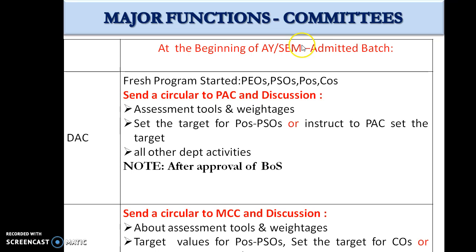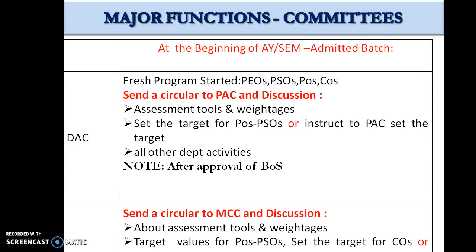So what are the major functions of these committees? At the beginning of the academic year or semester, first the DAC will be conducted. For example, a fresh program is started. So this year a fresh program has joined. Now we have started real OBE only. This is the first time we are implementing OBE, so a fresh program has joined. We define the PEOs, PSOs, COs, and all of these things are completed.